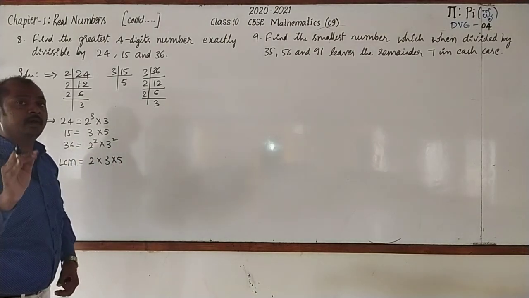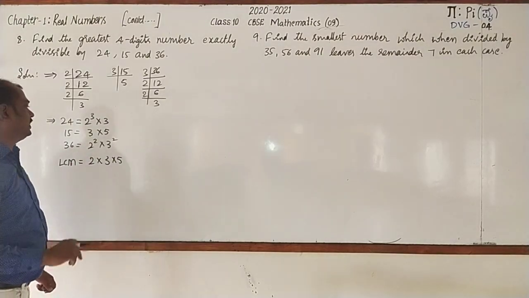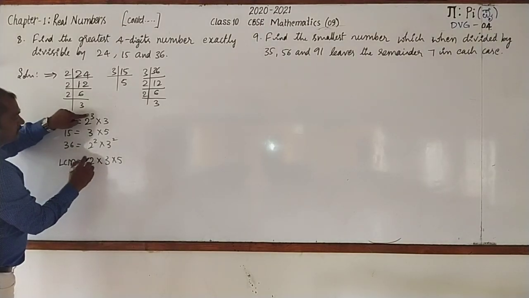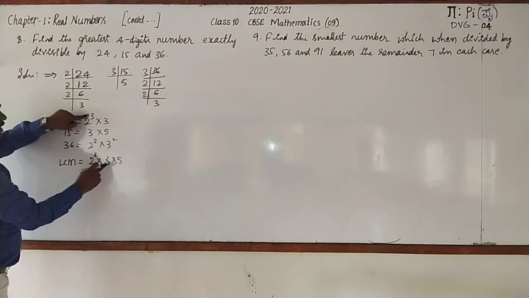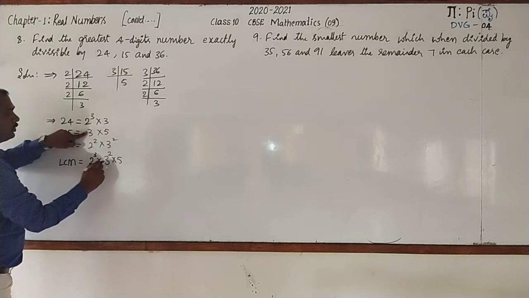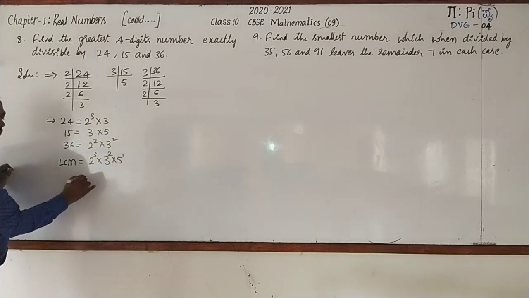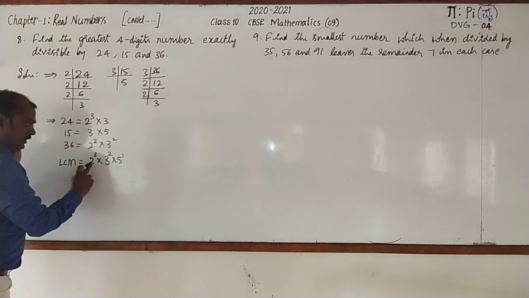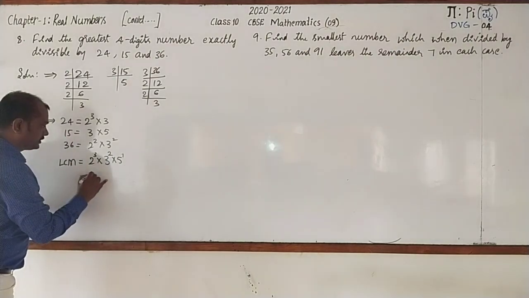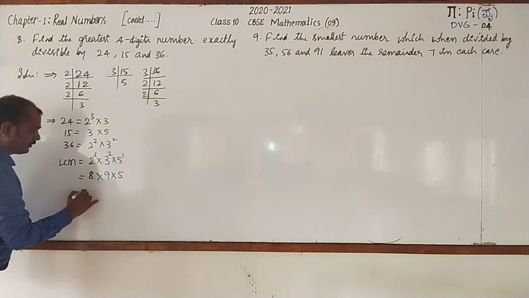Should we take the highest power or the lowest power of each factor? Yes, you are right, highest power. What is the highest power of 2? Here 2 cube is there, so 2 cube. Highest power of 3: here 1 is there, here 2, so I will take 3 square. Highest power of 5 is just 1. Clear? Now see that. What is 2 cube? 2 2s are 4, 4 2s are 8. 3 square, 3 3s are 9, into 5.